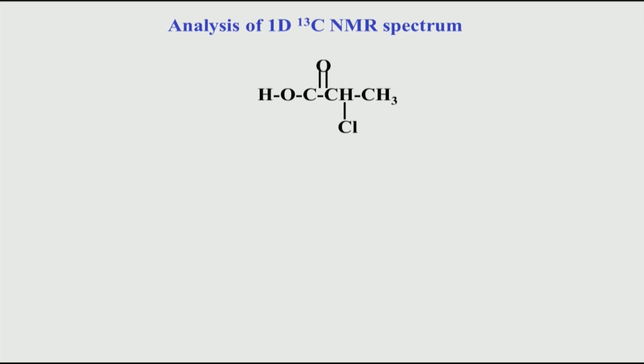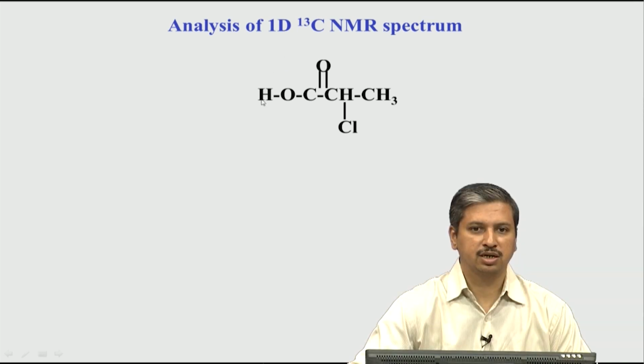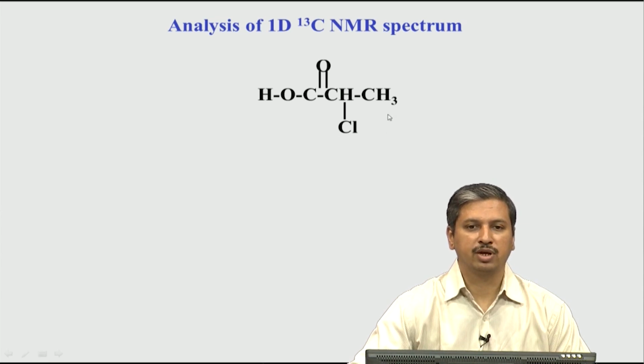So, let us move on to the next example here. This is the CHCl attached to a carboxylic acid group, okay, and this is a secondary carbon which has a halide substitution. This is the molecule we also looked at when we analyzed the 1D proton spectrum. So, the same molecule has been taken up here.